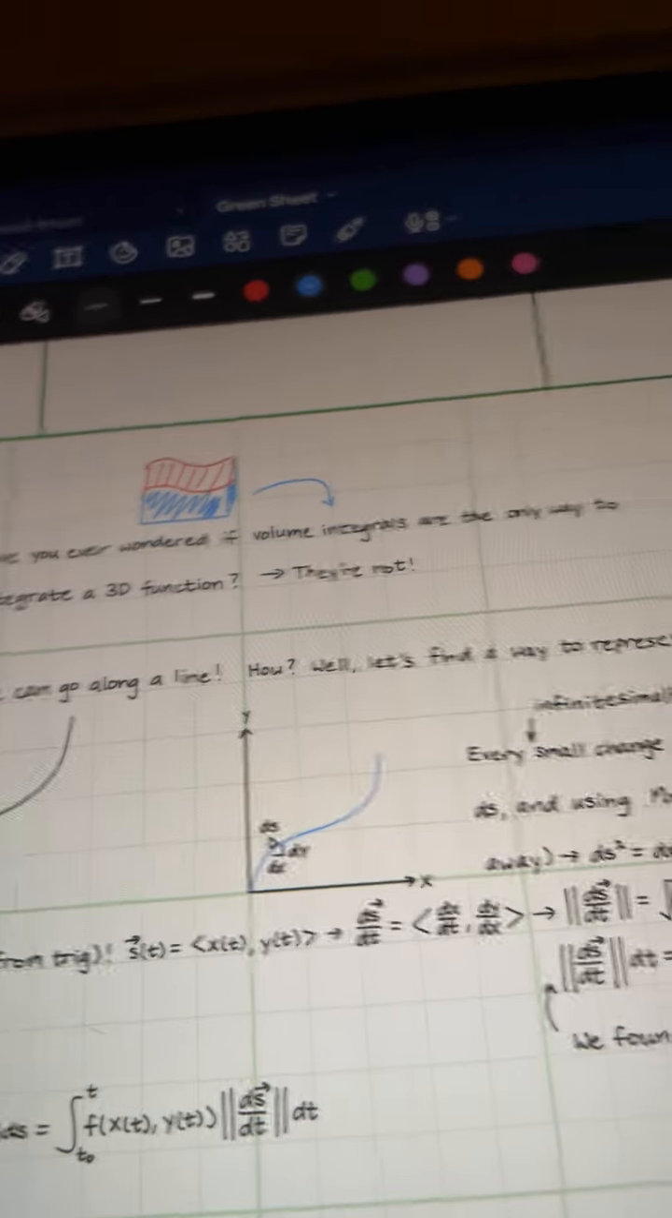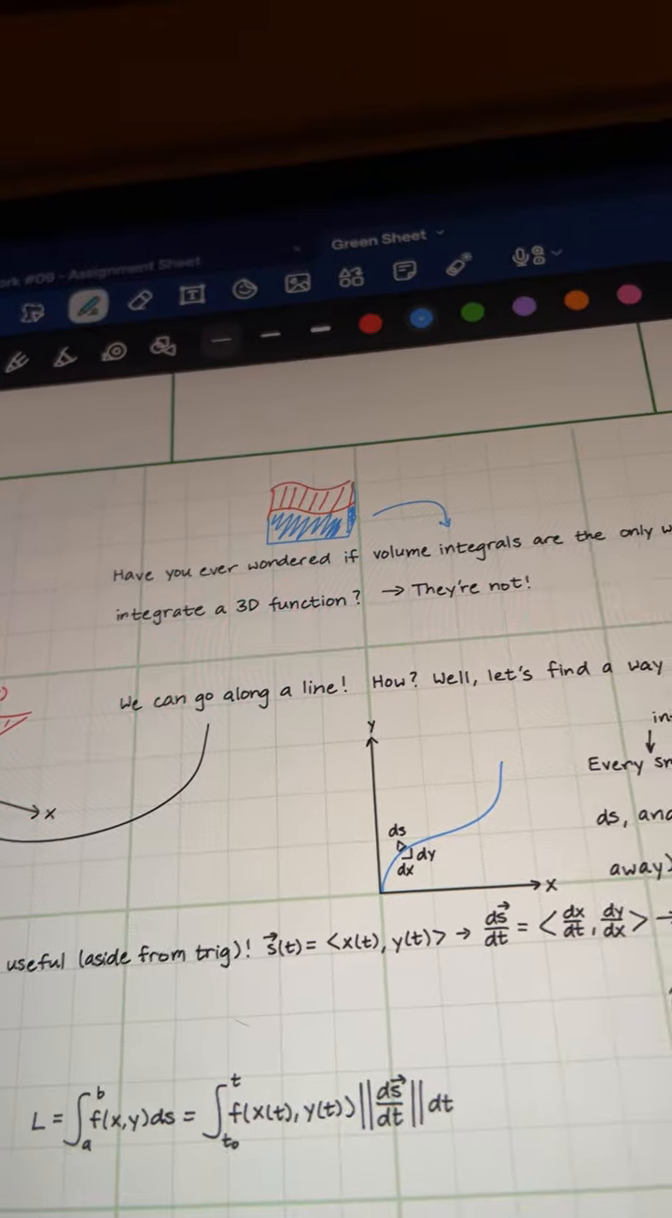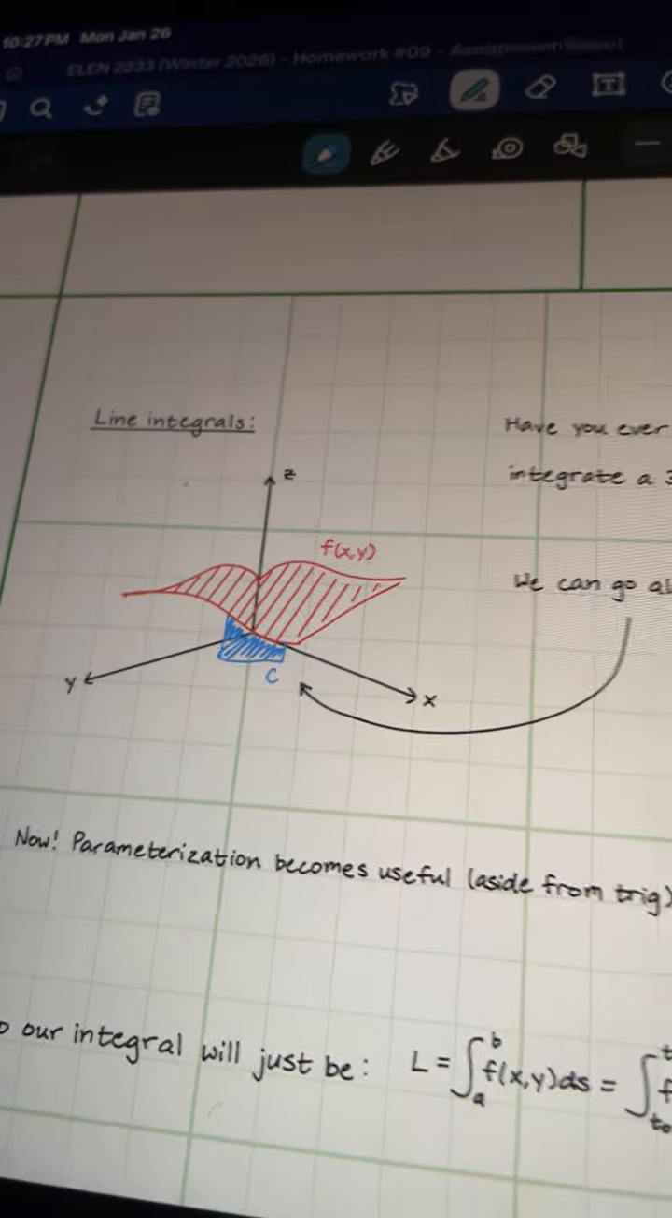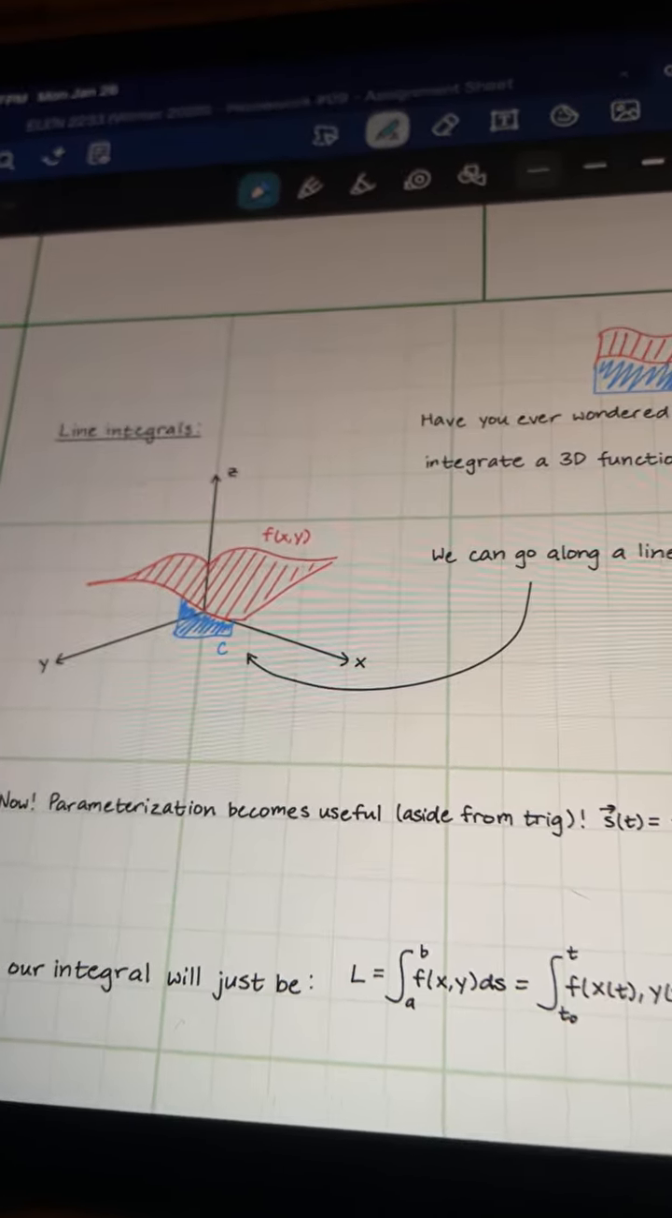Have you ever wondered if volume integrals are the only way to integrate a 3D function? Well, they're not, because we can do it along a line. We have the whole XY plane to work with. How? Well, let's find a way to represent the line.